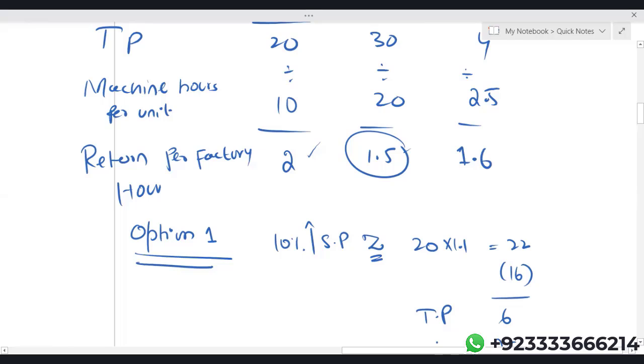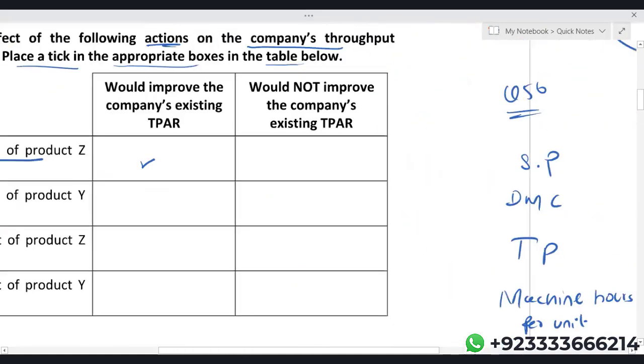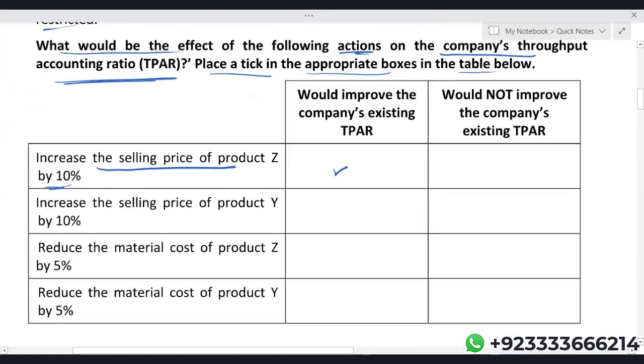Now, for example, forget option number 1 now. Now let's say this option number 2 is just in front of you. So even if you implement option number 2, your ranking will remain the same. That is, X will remain the best option. And let me repeat, when you are applying option 2, you will not be thinking of option 1. So simply option 2 will not change throughput accounting ratio. So increase in the selling price of product Y will not improve throughput accounting ratio.